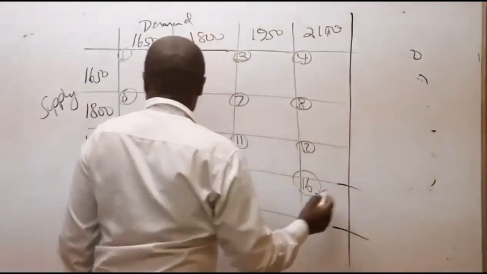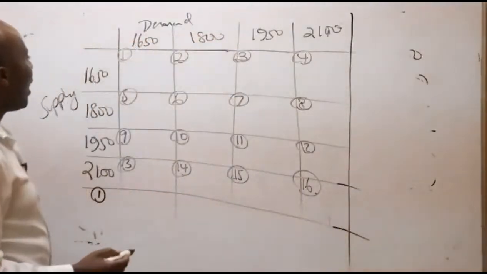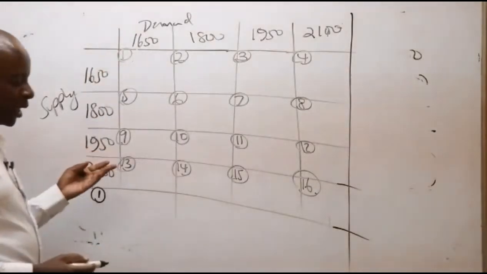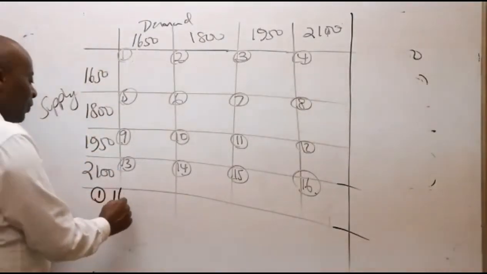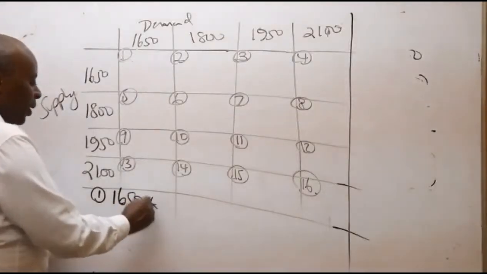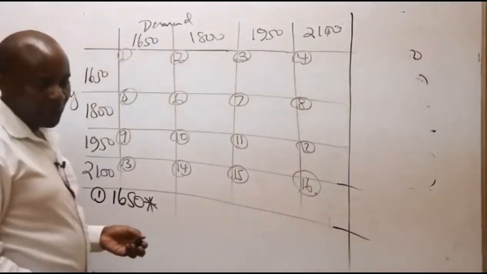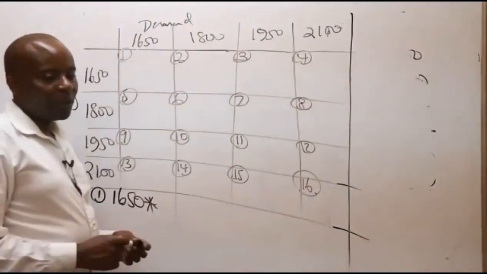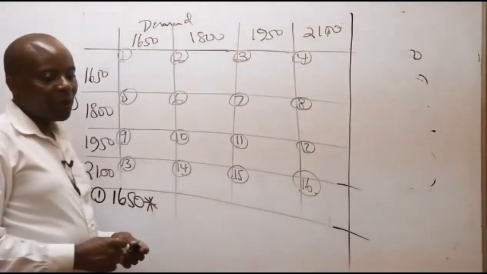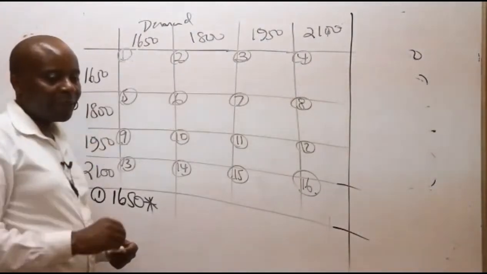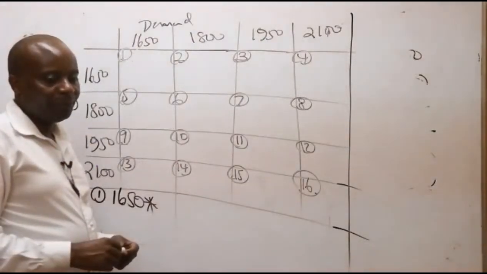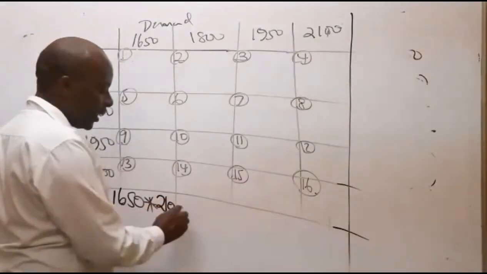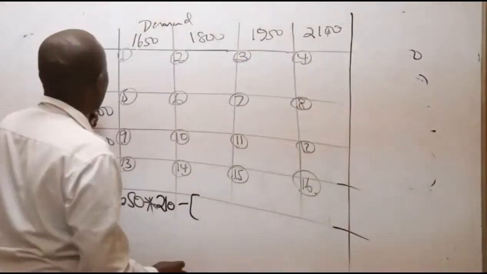Okay, so cell number one: supply is 1650 and demand is 1650. So I'm going to sell 1650. Do we have the selling price? What is the selling price per bracelet? 210. Minus, of course, we have supplied 1650.